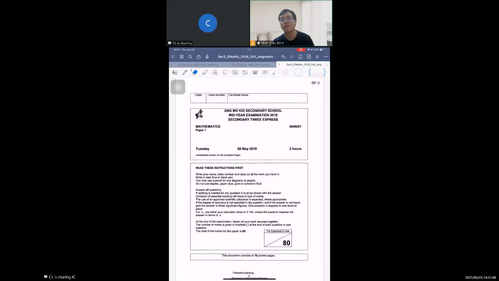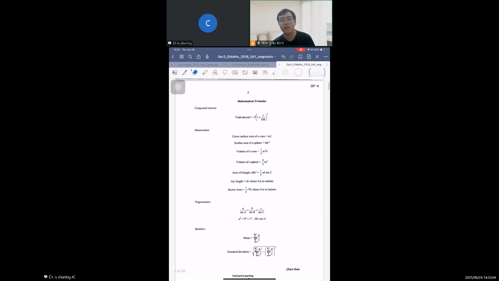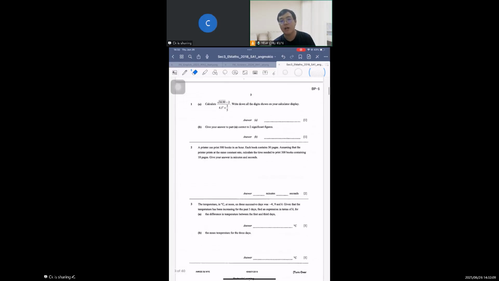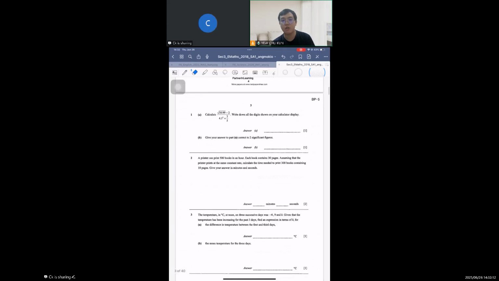Alright, welcome to class. We're going to start our class today with a mathematics paper. It's a paper from Pure Secondary School and Mid-Year Examination 2018. Usually it comes with a mathematical formula, and let's start with our first question. For the first question, calculate this equation and write down all the digits shown in the calculator display.